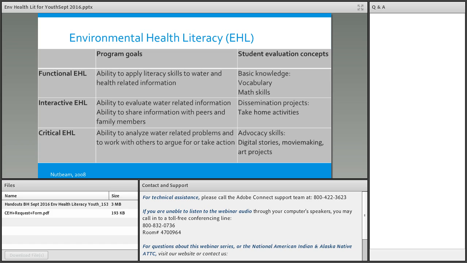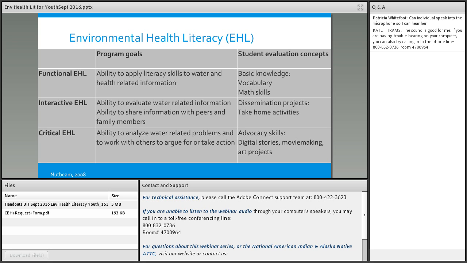Basically, he has these three different levels. Functional literacy is that basic knowledge, those basic literacy skills. Functional literacy is those basic literacy skills and the ability to apply the literacy skills to water and health related information. And so these include vocabulary as well as math skills.